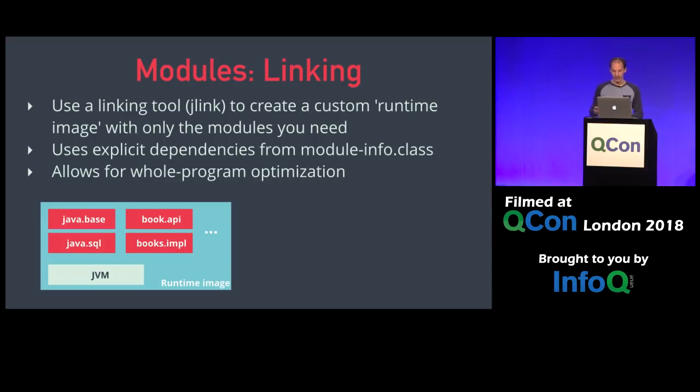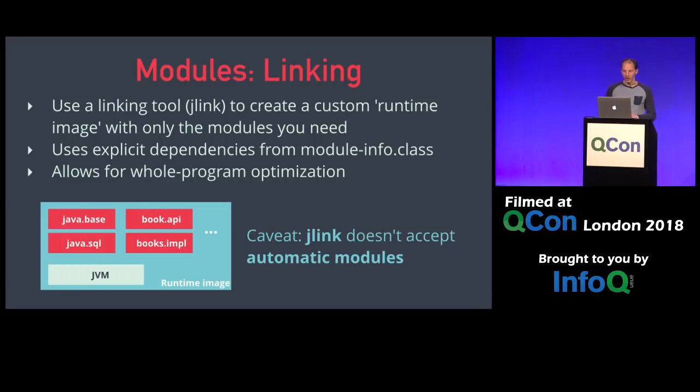Won't go into detail. There's one caveat though. Jlink doesn't work with automatic modules. So for this to work, the libraries that you're using also need to have an explicit module descriptor. More and more of these libraries are coming, but this will take time. This is not something that will happen overnight in the Java ecosystem.